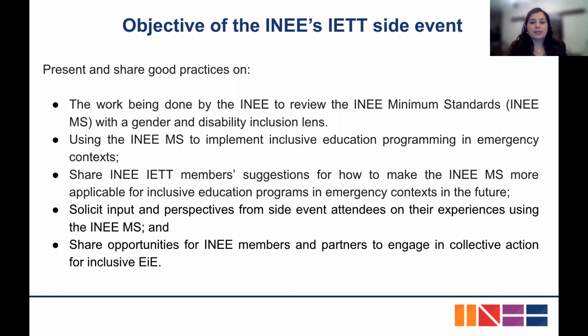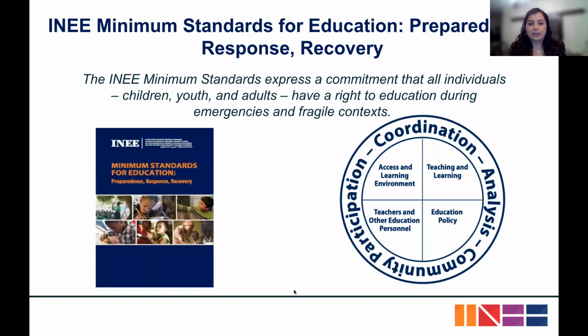The INEE minimum standards express a commitment that all individuals, children, youth, and adults have a right to education during emergencies and fragile contexts. The minimum standards wheel to the right is like a visual summary. In the center, we can see the 4 minimum standards domains, which are access and learning environment, teaching and learning, teachers and other educational personnel, and education policy. On the outside, in the circle, are the foundational standards that are cross-cutting with all the other domains. In a nutshell, this wheel helps visualize how all the components of the minimum standards interconnect.